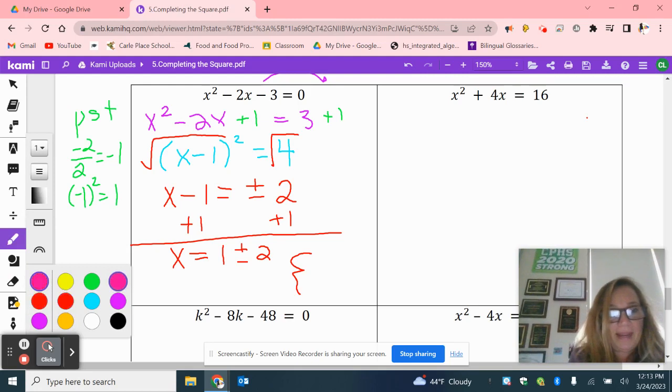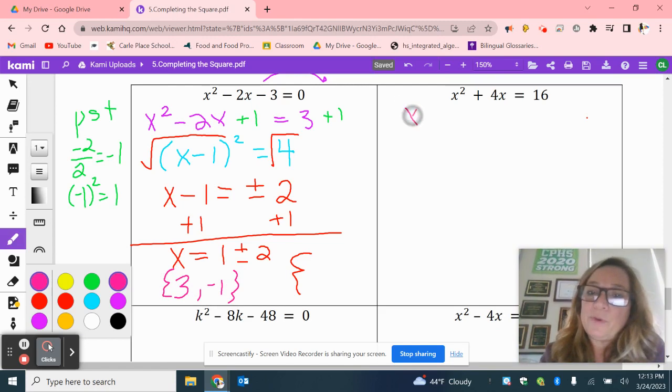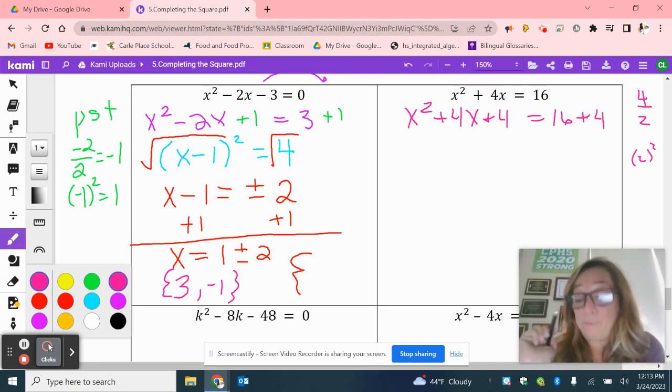So anyway, it's going to be 1 plus 2 is 3, and also 1 minus 2 is negative 1. Okay, so here we go again. So I want to make this a perfect square trinomial. Half of 4 is 2. 2 squared is 4. So I'm adding 4 to both sides. I want to make that a perfect square trinomial. Okay, perfect square trinomial.